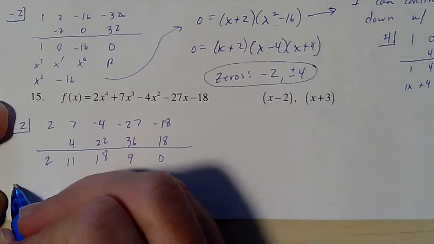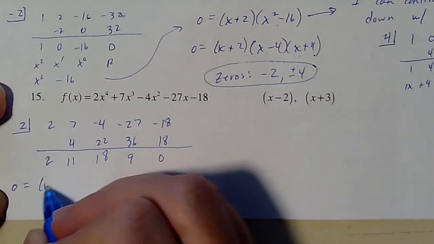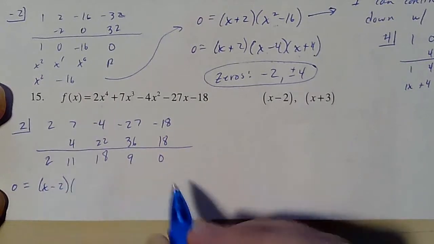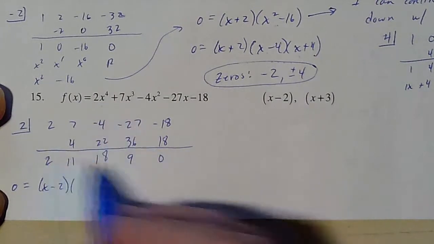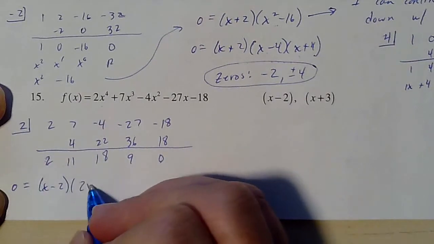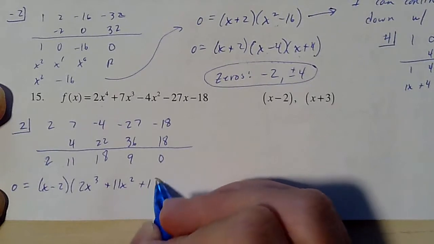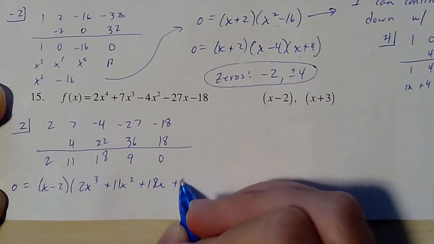Okay, so right now, how can I rewrite this function? Step 2. I divided by x minus 2, and the result was this. So it's probably cubic, right? So constant, linear, quadratic, cubic. So 2x cubed plus 11x squared plus 18x plus 9.